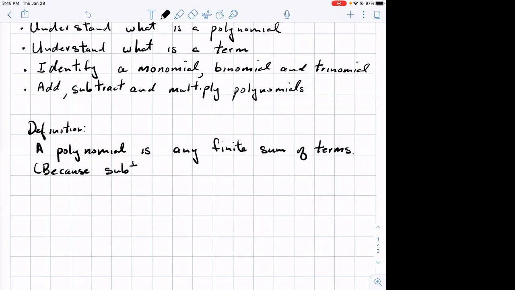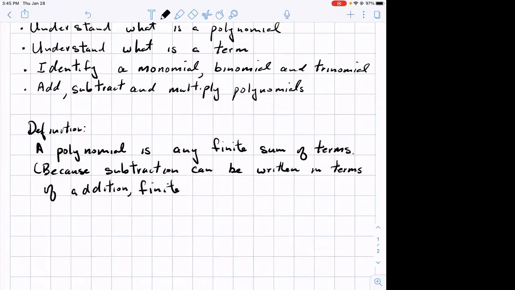subtraction can be written in terms of addition, okay, finite difference are also included in this definition, okay? So maybe I should write that also. Finite difference are also included.